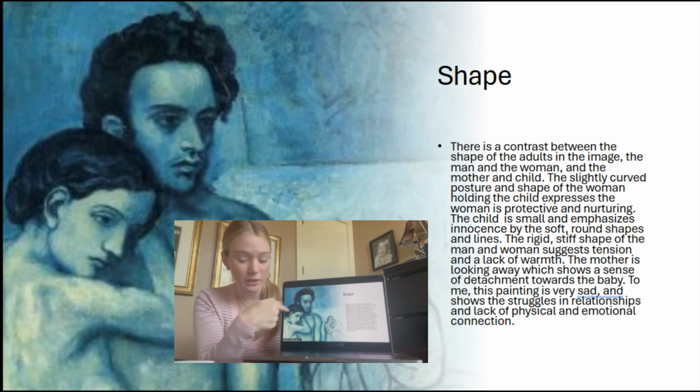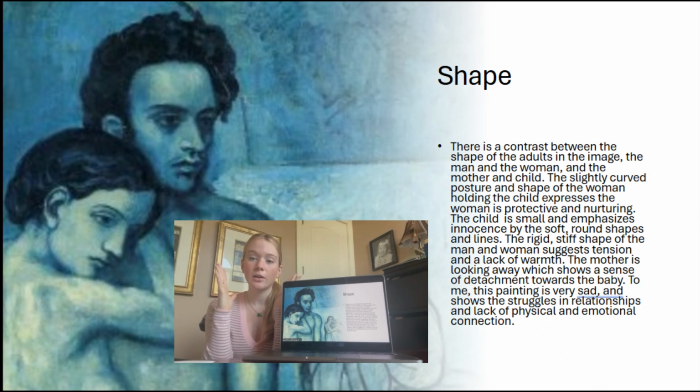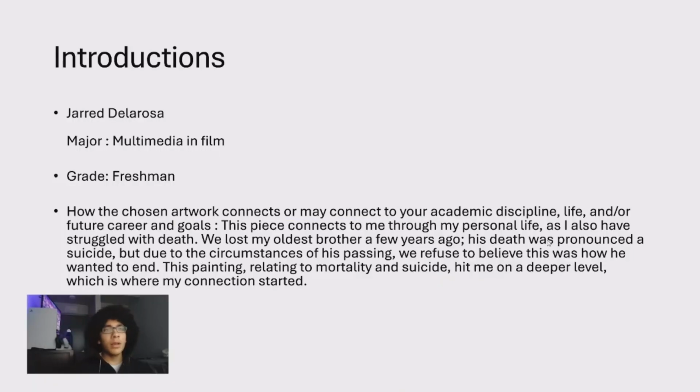There's a contrast between the shape of the adults and the mother and the child, which was in the last photo. The mother and the child are more rounded, which gives an innocent vibe, while the man and the woman show a lot of rigidness and tension, which implies that there's a lack of warmth and detachment here. This is a very sad painting, and it shows the struggles of relationships and lack of emotional connection. So thank you.